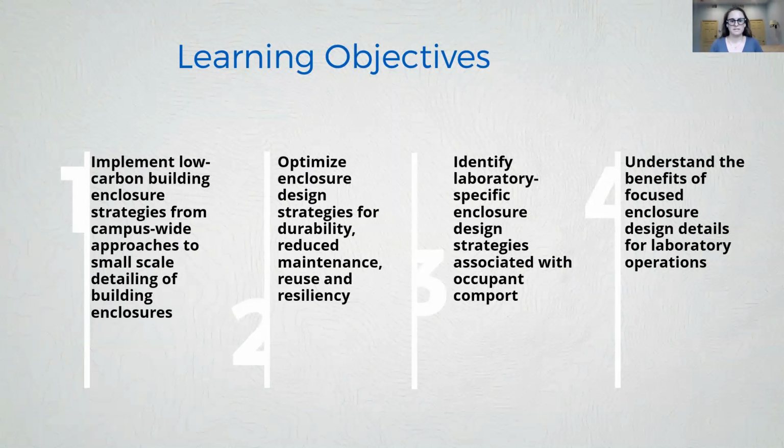I'm going to talk about optimization strategies. We've got to deal with a lot of different things in building envelopes: resiliency, durability, maintenance, and how do we optimize all of the different needs that are placed on the building envelope. We're going to talk about some lab-specific enclosure design strategies, focusing on occupant comfort and the specific needs of researchers and lab occupants, and understand the specific details that laboratory operations and internal requirements place on the building enclosure.